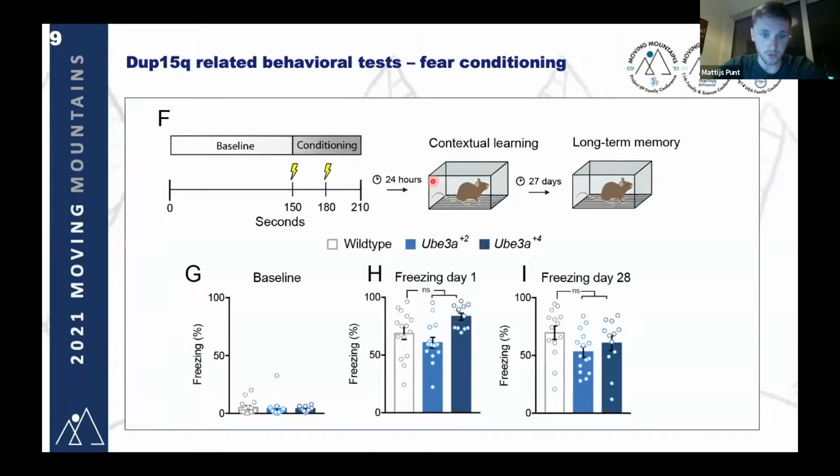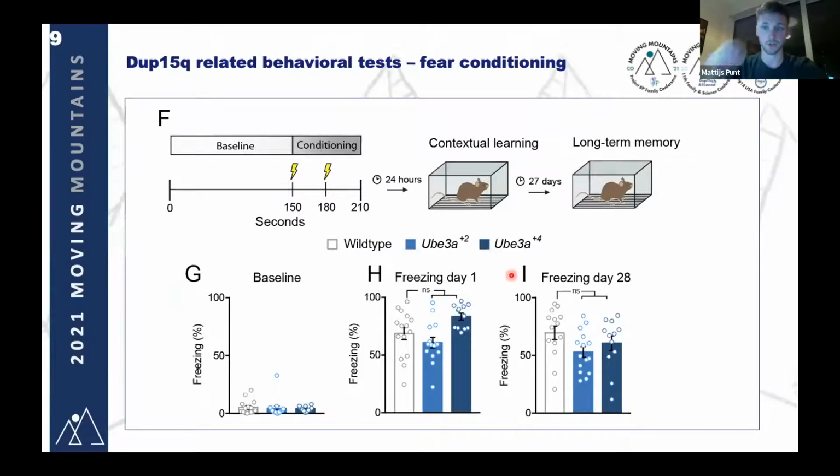And that is what we quantified here in the graphs. So here you see that on baseline, in the 3 different genotypes that we compared, so the wild type, the +2 and the +4 mice, there is actually hardly any freezing. However, after the conditioning, after day 1, but also after day 28, there is a lot of freezing happening. But when we compare the 3 different genotypes with each other, we actually do not find any significant differences. Meaning that in the fear conditioning paradigm, UBE3A overexpression does not seem to have so big of an influence.